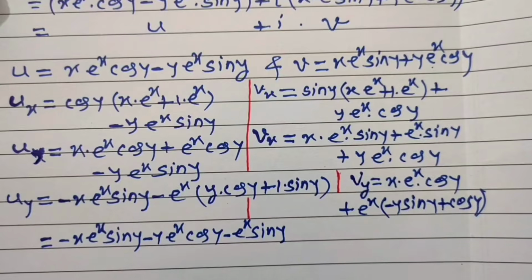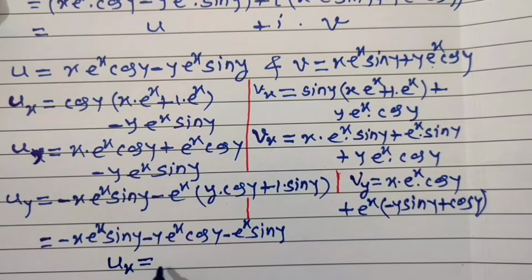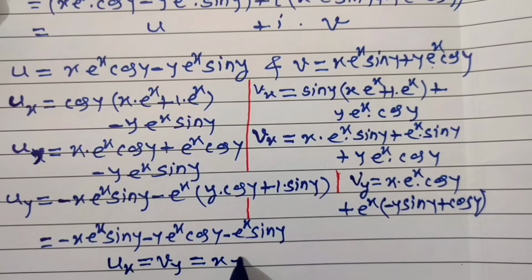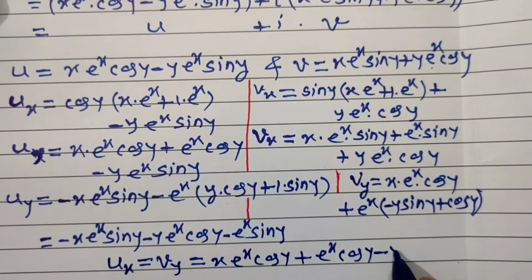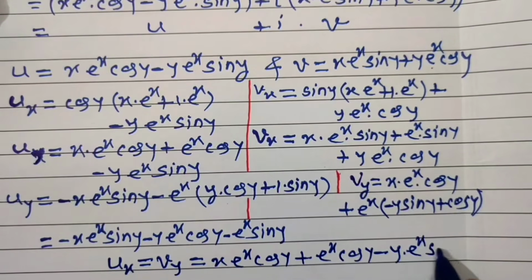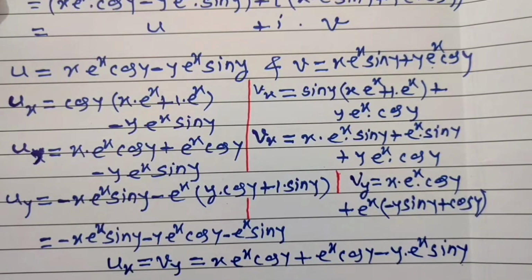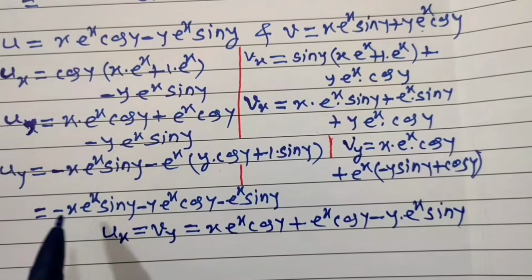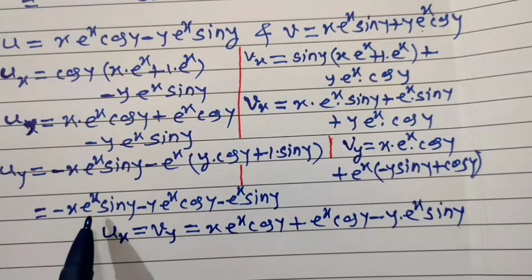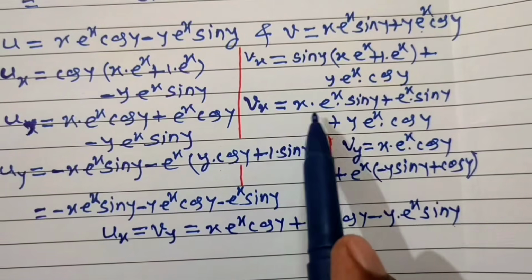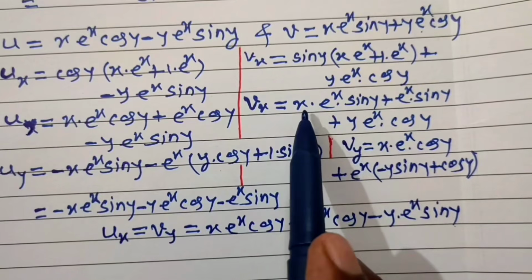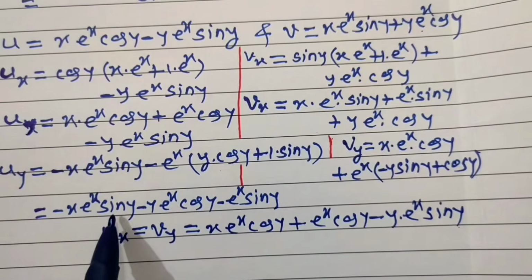So we can write ux is equal to vy, which is equal to x into e to the power x cos y plus e to the power x cos y minus y into e to the power x sin y. Let us compare uy and vx. Here uy is minus x e to the power x sin y, first term, and from here x e to the power x sin y with plus sign. This is positive and this is negative, same term.